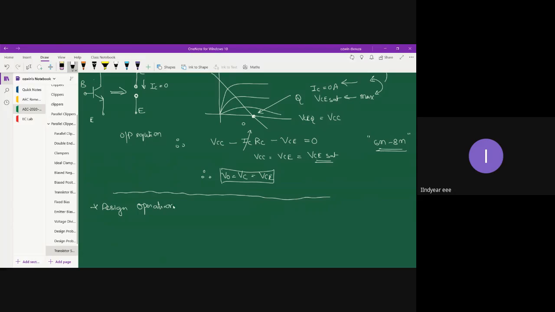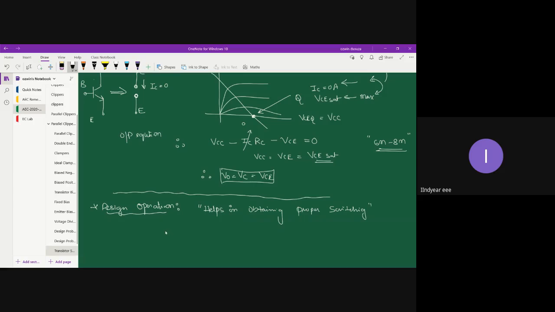Design operation. Now, this design operation will help you in achieving proper switching operation. Design operation helps in obtaining proper switching. Now, what do we do in order to get the proper switching operation? We use this formula actually.